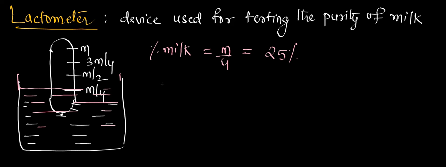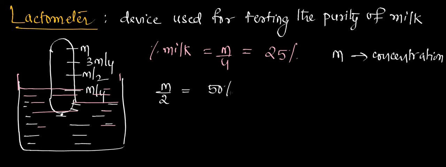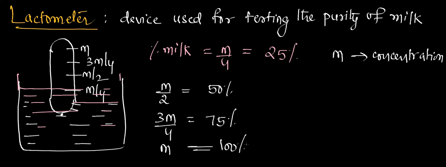For suppose if the mark is m by 2, half the m, m is nothing but concentration. 1 by 2 of concentration means milk is only 50%. 3m by 4, 3 parts out of 4 parts, that means 75% is milk. M in the sense complete 100% milk. Getting my point? So lactometer is a device which is used for testing the purity of milk. And how do we test the purity of milk? This is how we test it.